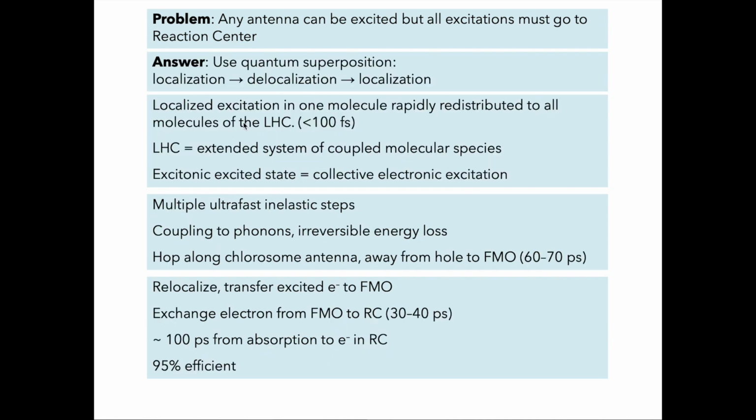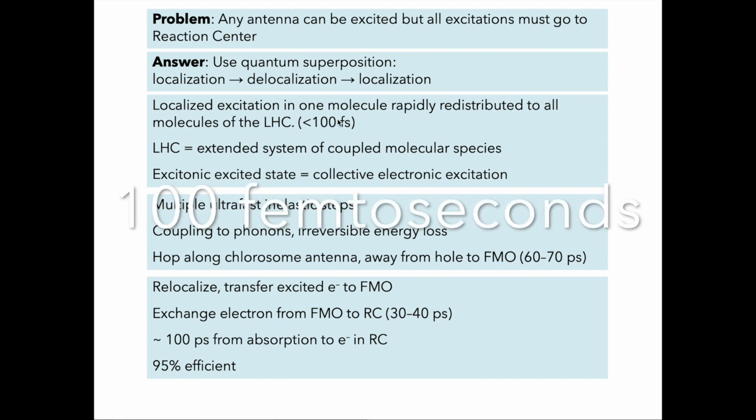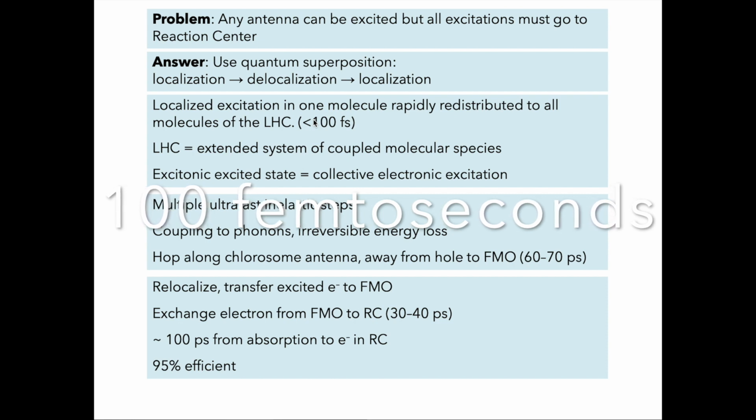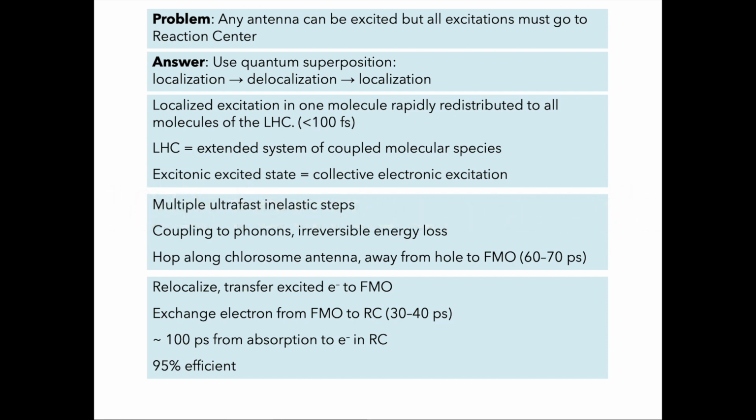So the way this looks is a localized excitation, a photon being absorbed by one of the molecules, is rapidly redistributed in the light harvesting complex. That light harvesting complex, right, it's an extended system of coupled molecular species. And so what we like to talk about in that excited state is, it's named an excitonic excited state.